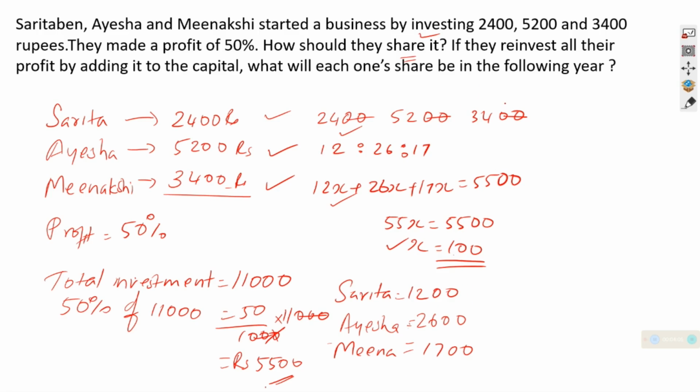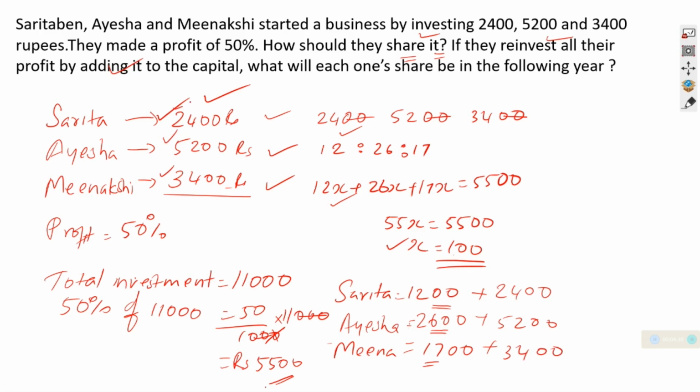But there is something interesting. I mean, this is one answer to how they should share it. Okay, these are all answers. But there is something interesting. They reinvest all their profit by adding to the capital. They don't want to spend it, so they added it to their original capital. So this became 2400 plus this, 5200 plus this, 3400 plus this.